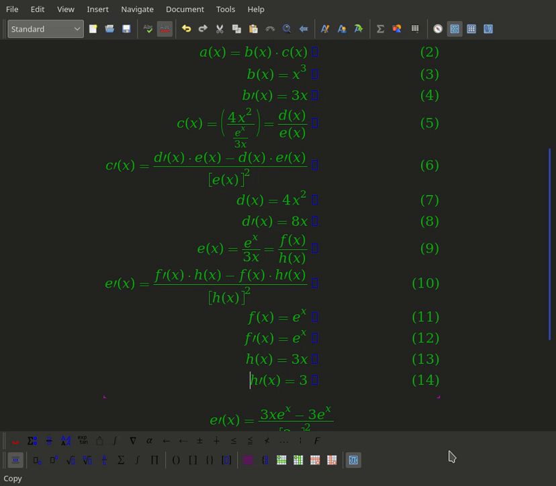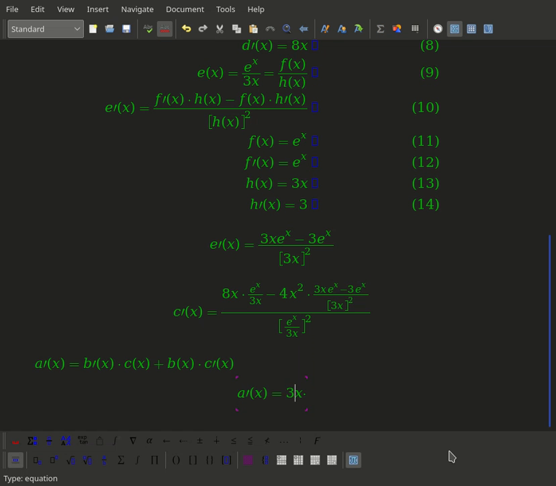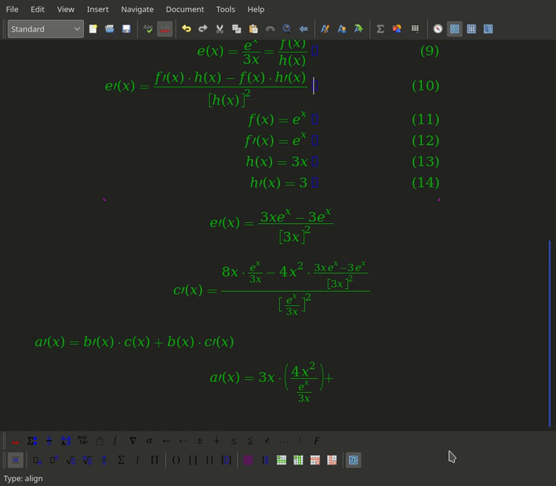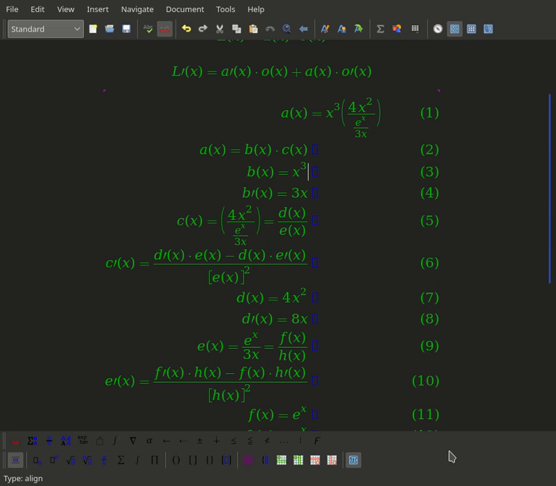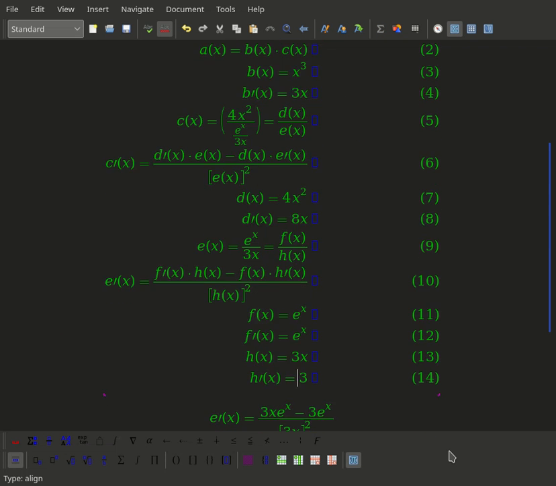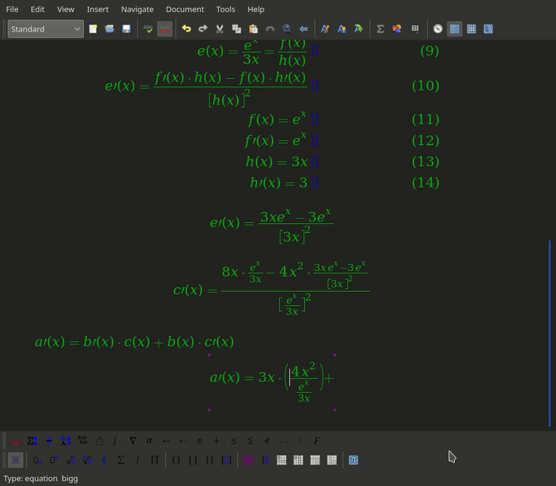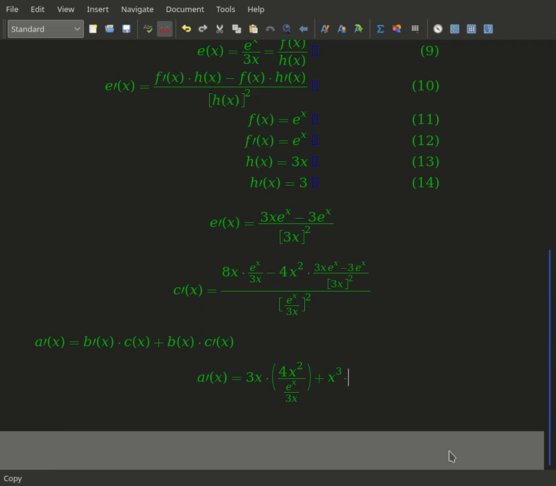That's a little bit hairier. Copy. And all that gets added to b of x, which is just x to the third, right? Yep, x to the third. So we'll just write x to the third prime, which is this handy little thing right here.